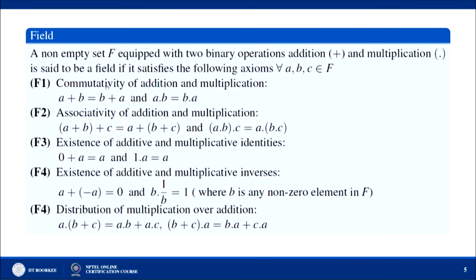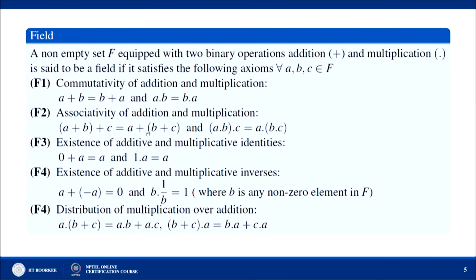Now, the first property is commutativity holds for addition and multiplication. That means A plus B should be equal to B plus A for all A, B in F, and A into B should be equal to B into A in case of both the binary operations. Number 2, associativity of addition and multiplication must hold. Existence of additive and multiplicative identities should exist. We are denoting 0 as the additive identity and 1 as the multiplicative identity. So, 0 plus A should be A and 1 dot A should be A for all A in F.